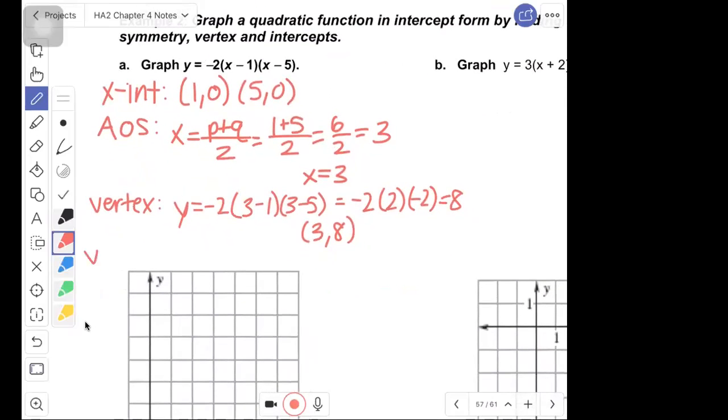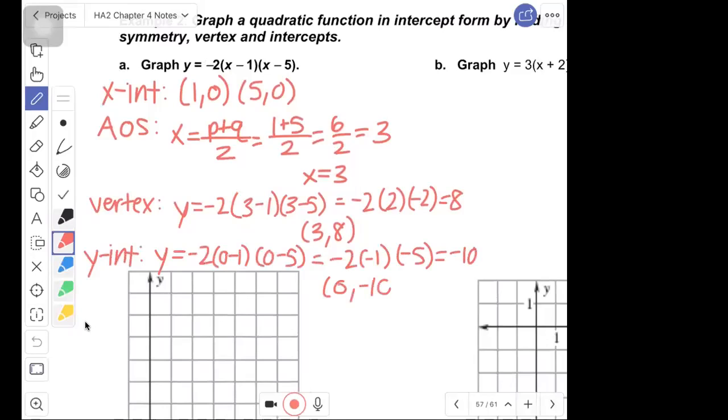And lastly, our y-intercept. And we're just setting x equal to 0. So I'm just going to go ahead and plug 0 in for those x's. We get -2 times -1 times -5. And that gives us -10. So our y-intercept is 0, -10.